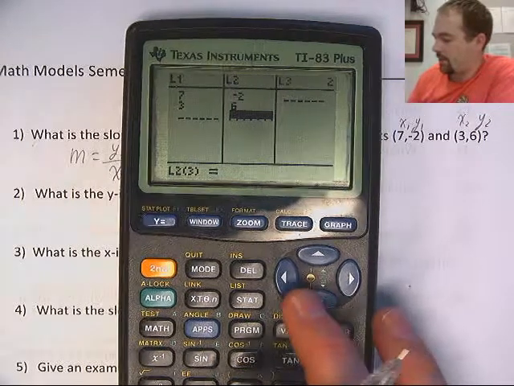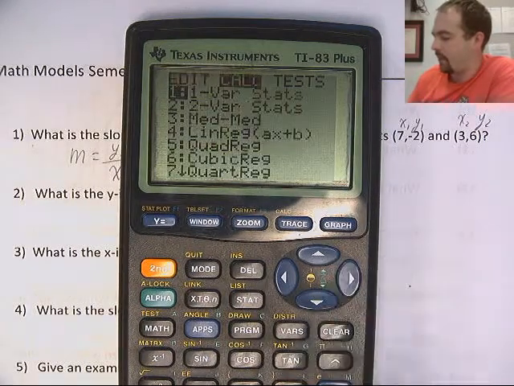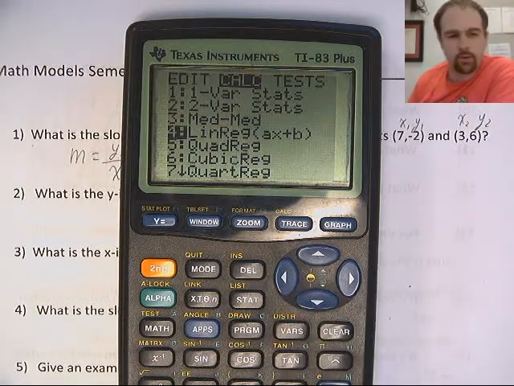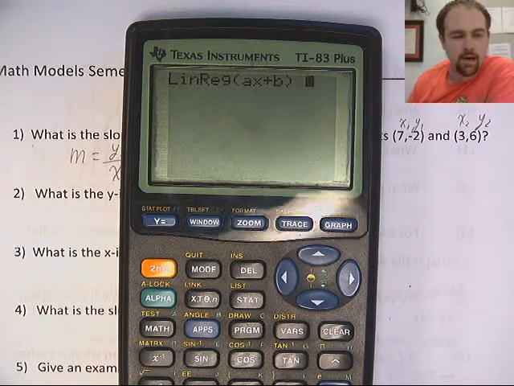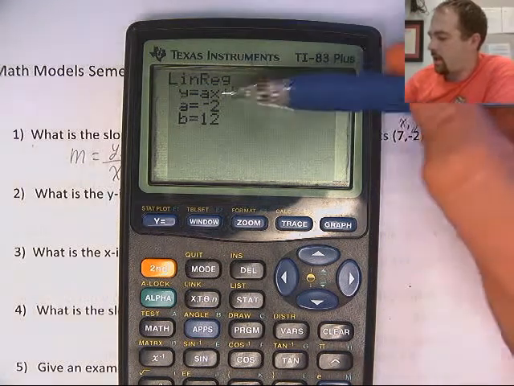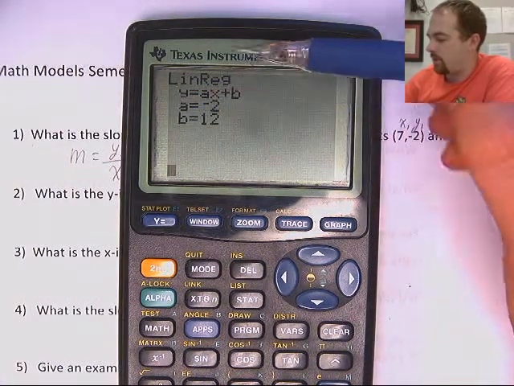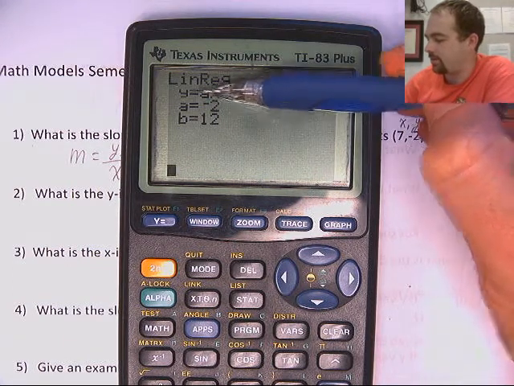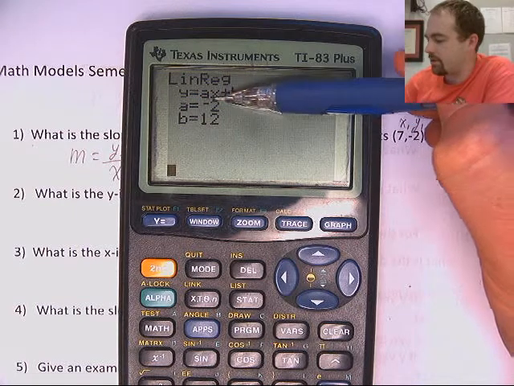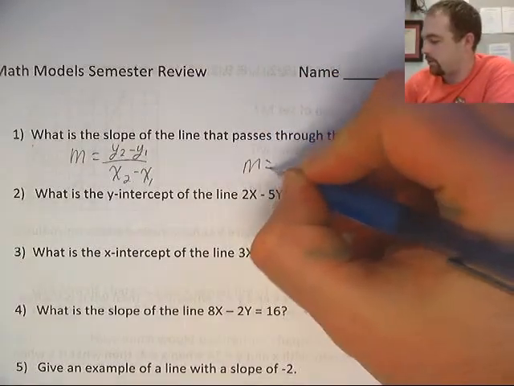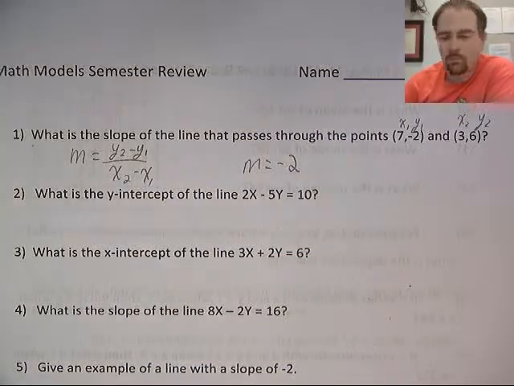Then I'm going to hit stat, arrow over to calc. Option 4 is linear regression, and then press enter on it again, and it tells me y equals ax plus b. We know the slope is the constant number in front of x. So in this case it's a, so my slope is -2. So I write down m equals -2.